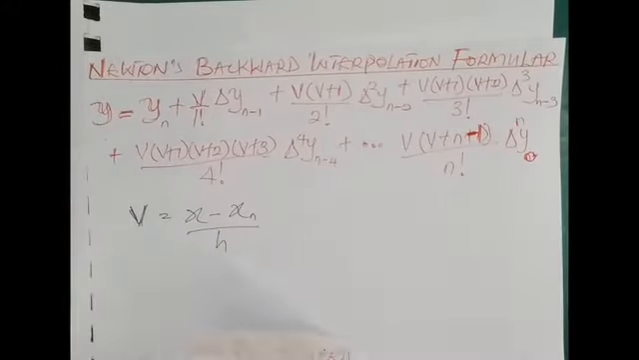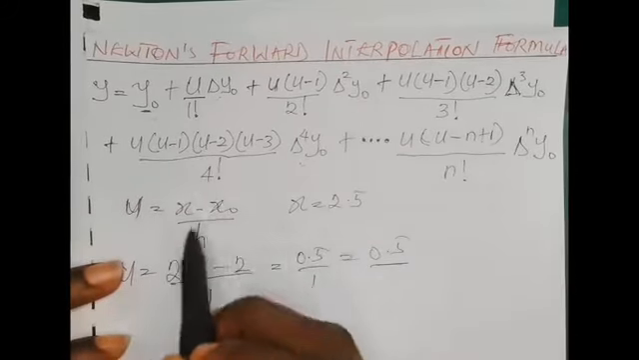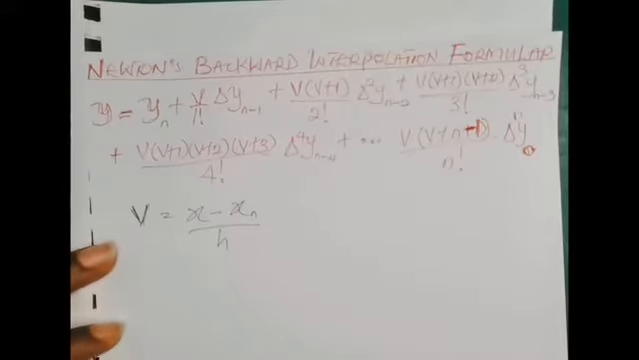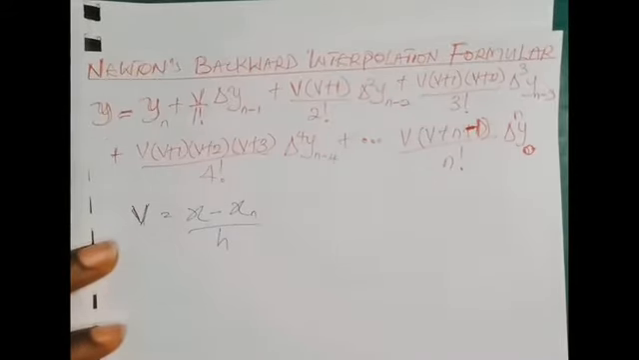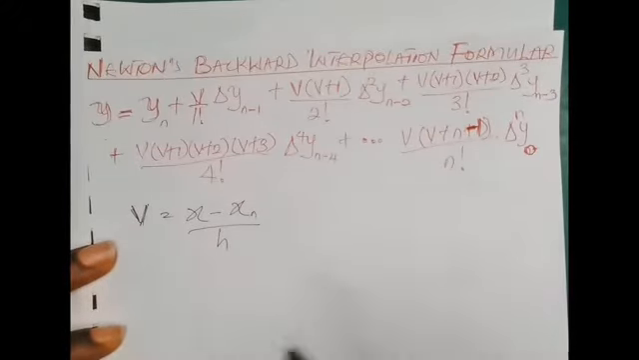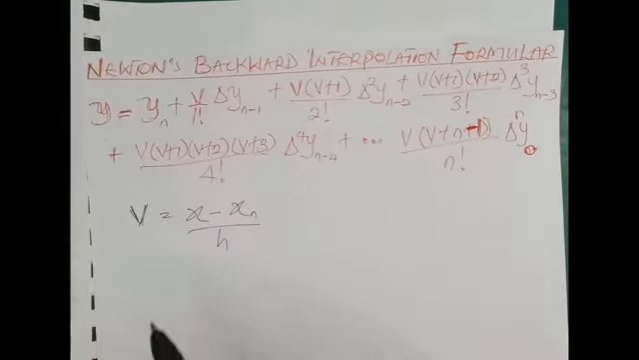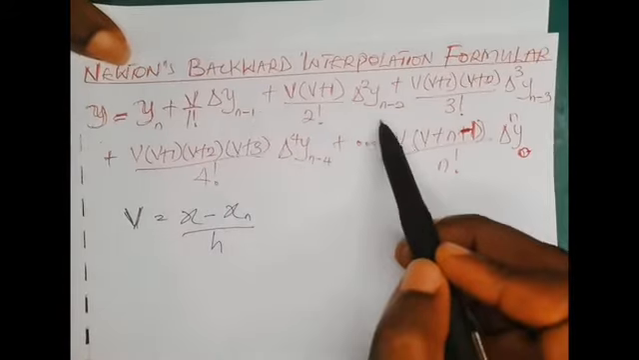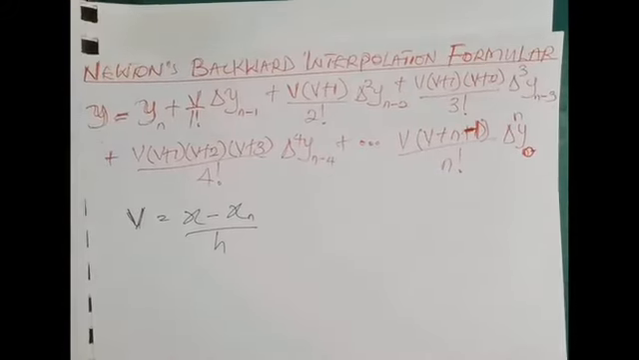When we talked about Newton's forward interpolation formula, we said u is x minus x naught because it is forward, so x naught is the very first value in the forward table. But now v is taken simply as x minus xn. xn simply means the last value of x, at the backward end of the table, and once again h remains the interval. Now we need to find the values of delta yn minus 1, delta yn minus 2, delta yn minus 3, delta yn minus 4, and so on. What are these values?